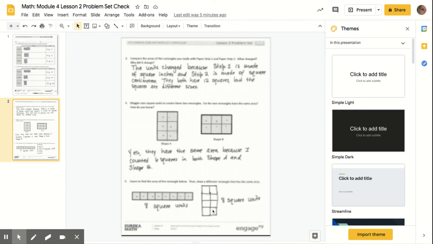Now yours may look different than this. You could have 4 rows of 3. You could have 2 rows of 4, like where you would turn this on its side, or you could have 4 rows of 2, and that's what this one did. So as long as it makes a rectangle and it's 8 units, that would work.